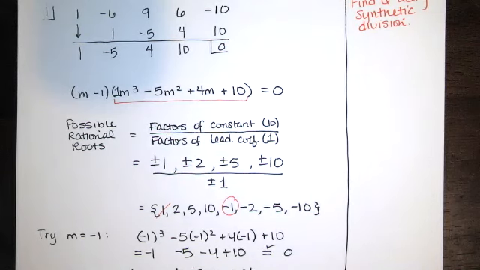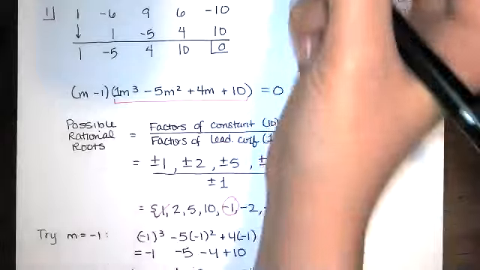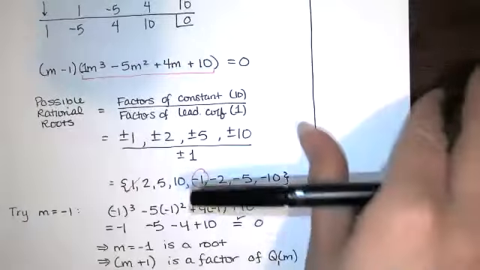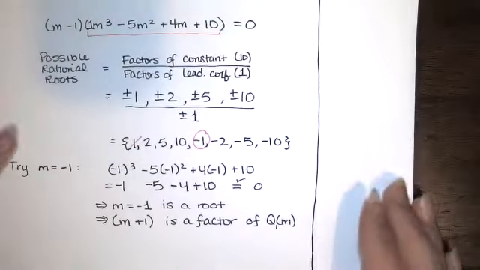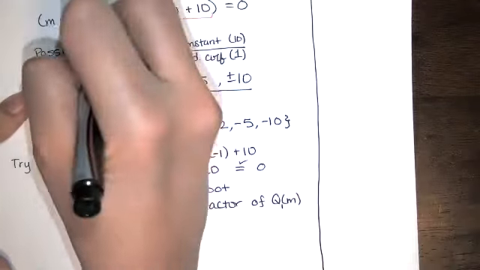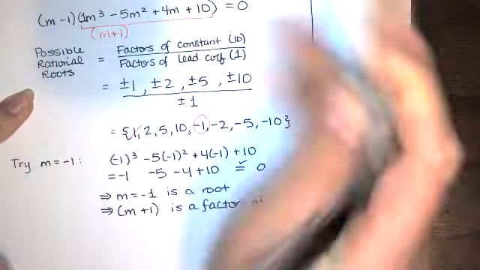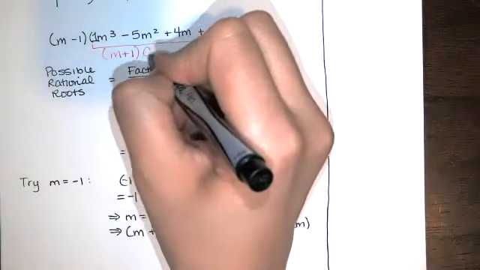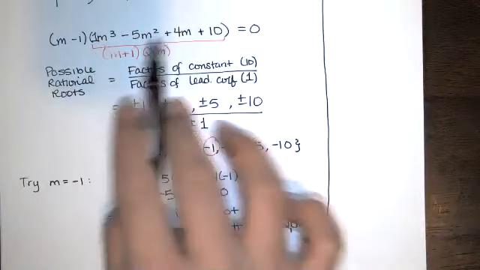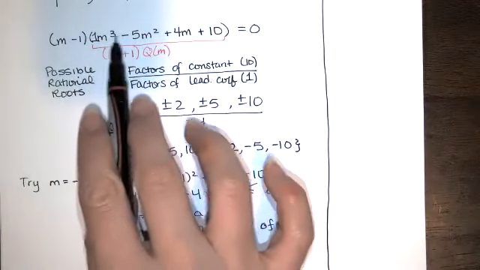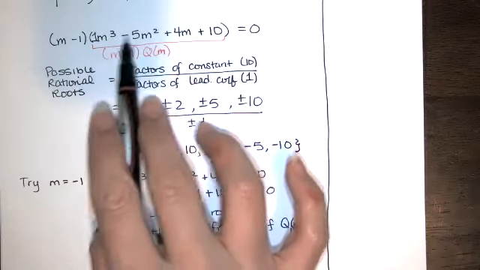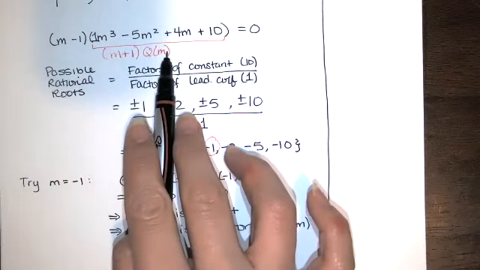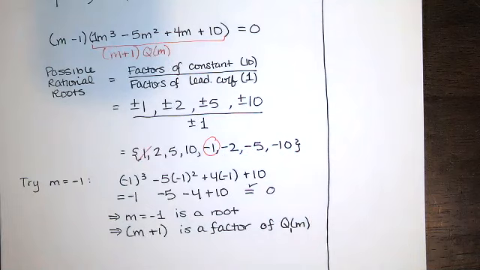I'm going to call that polynomial q1, our first quotient. Okay, so this is m plus 1 times a different quotient. This is cubic. So if I divide that cubic polynomial by a linear polynomial, a 3rd degree polynomial by a 1st degree polynomial, the power goes down by 1. So this is going to be a quadratic polynomial. It's going to have an m squared term in it.